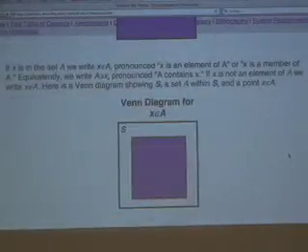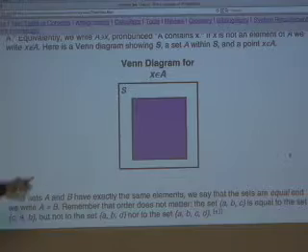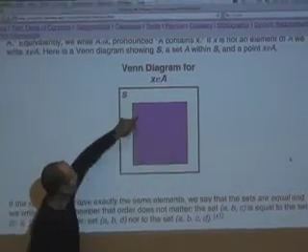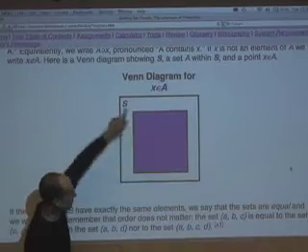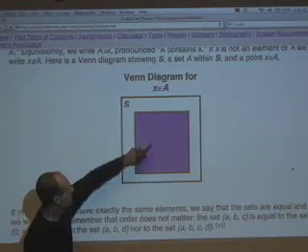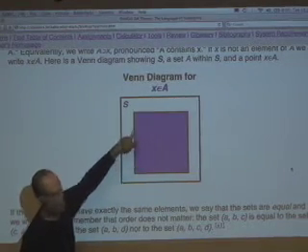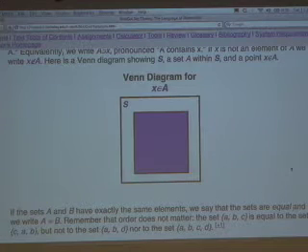So here is the idea that we have some set A. It's a subset of the universal set S. It's a subset of all the things that are under consideration. And here's the point X. X is an element of A. X is in A.